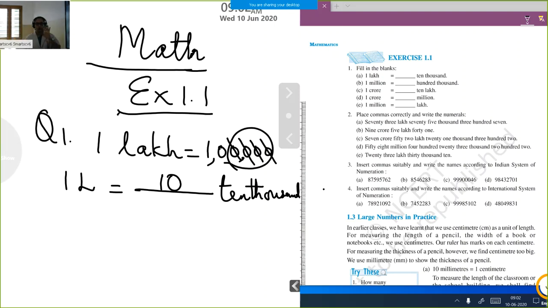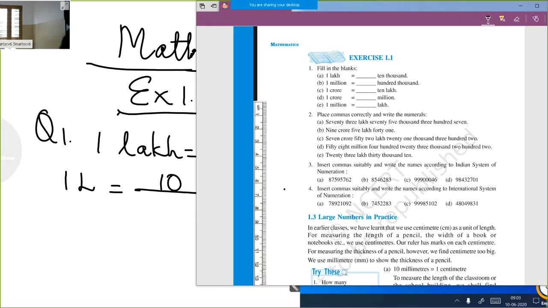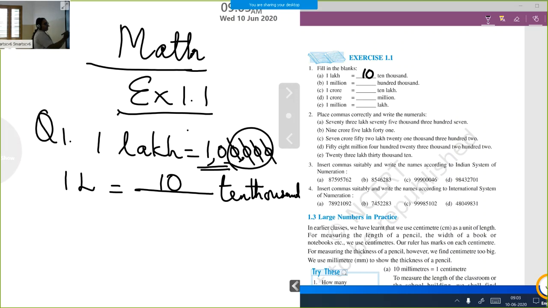So if you remove 4 zeros from 1 lakh, you will get how many 10,000 makes 1 lakh. See, teacher removed 4 zeros from that. How much is left? 10. So 10 10,000 makes 1 lakh. Okay. See, teacher wrote it in the textbook also. 10 10,000 makes 1 lakh. Okay. Here teacher is working.